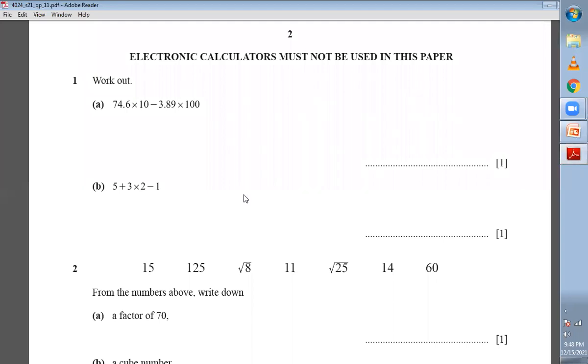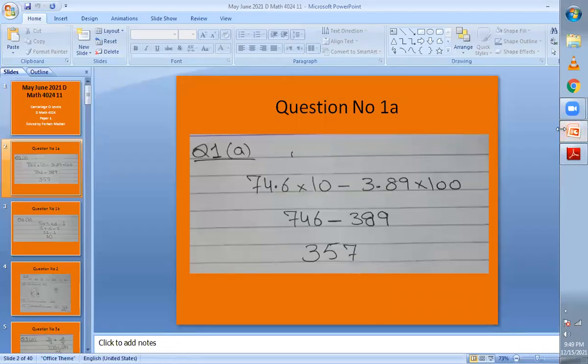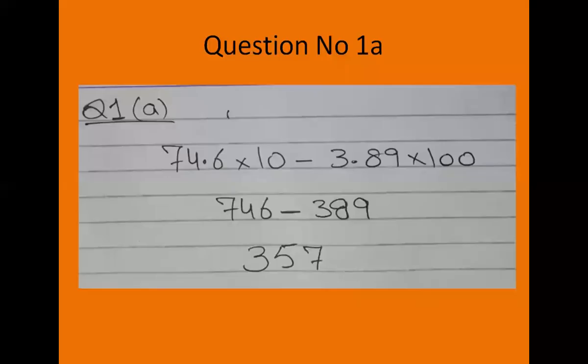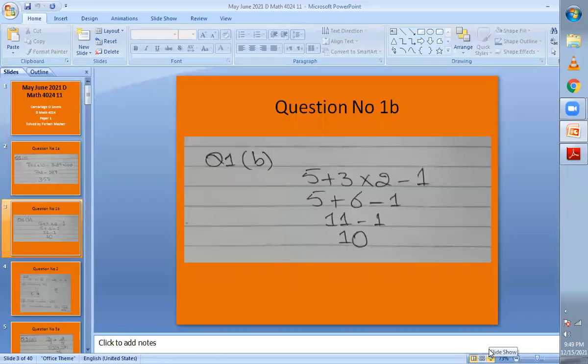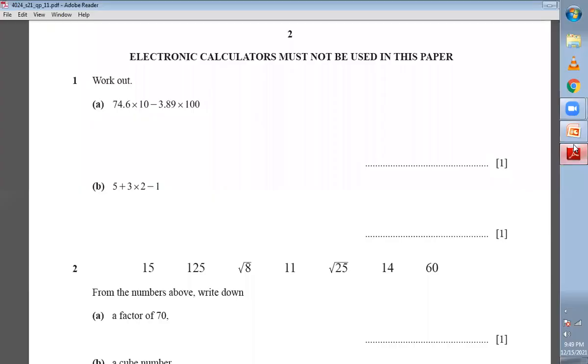Question number 1, its B part is 5 plus 3 multiply 2 minus 6. So first of all, we will multiply. So 3 and 2 will be multiplied. So you will have 5 plus 6 minus 1. 5 plus 6 is 11. 11 minus 1 will be 10. So let's go back to the question paper.